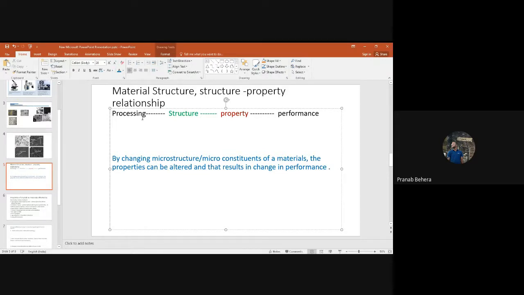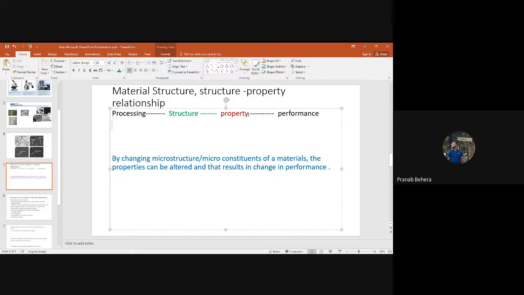If you change the processing, you can change the structure of a material, right? So the material structure can be affected by processing, how you are processing the material. Different processing will give you different structures, or you can modify the structure of a material by choosing different routes of processing. Similarly, if the structure changes, the property of a material will change, right? So property is affected by this change in structure.